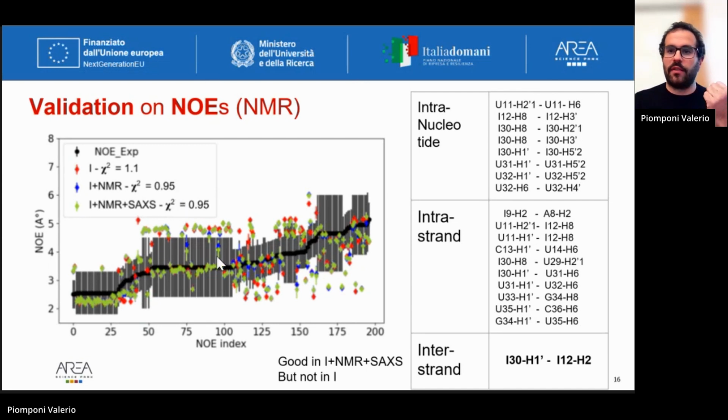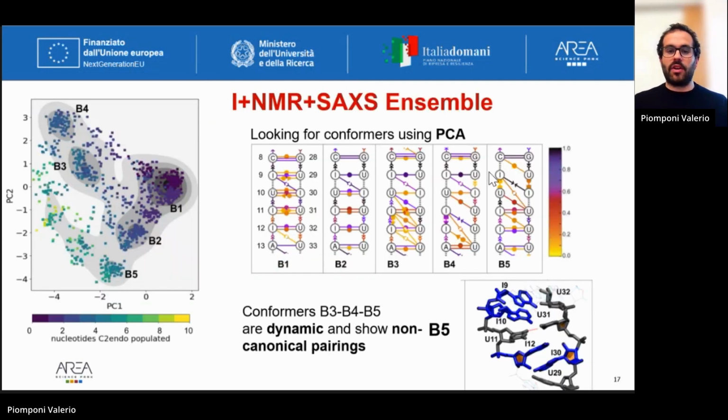We can also look at which kind of signals get in agreement only when we do the MaxEnt refinement. These are the signals that are listed in this table. They are mostly related to distances that are intranucleotide or intrastrand, but there is also an interstrand distance related to inosine 30 and inosine 12. And this is really interesting because this contact is the one we could observe from molecular dynamics that is shown here. It's a really strange contact, and it seems like the NOE data are validating this strange conformation that we could observe in the simulation.